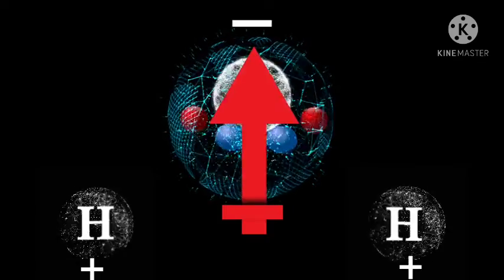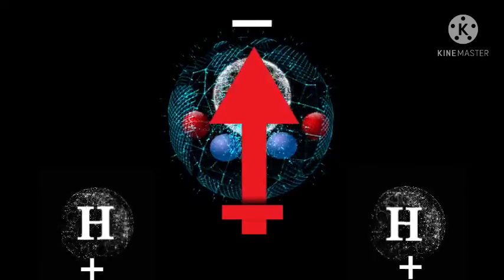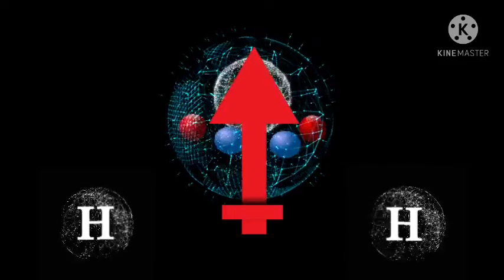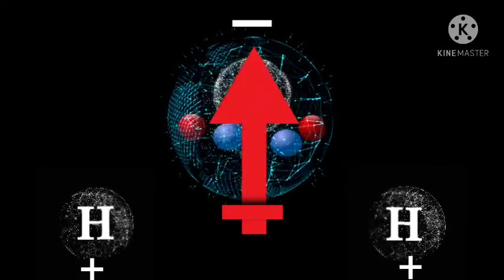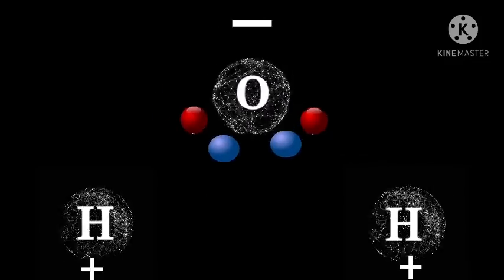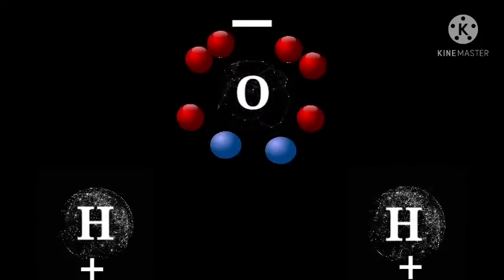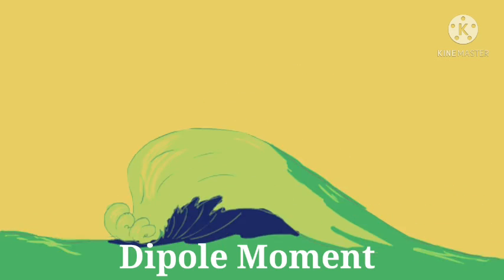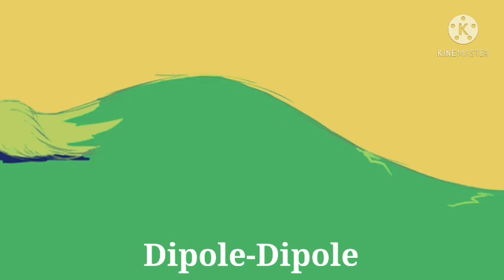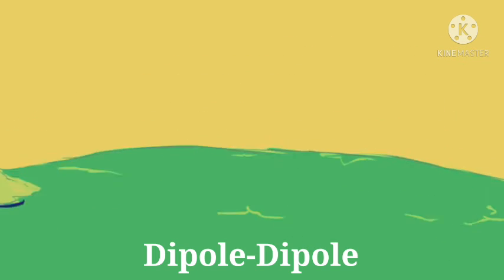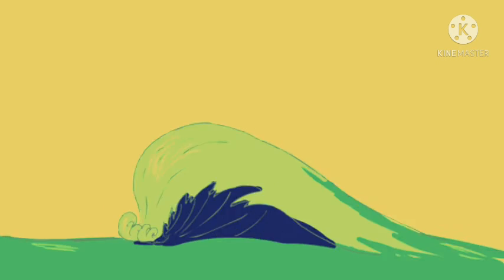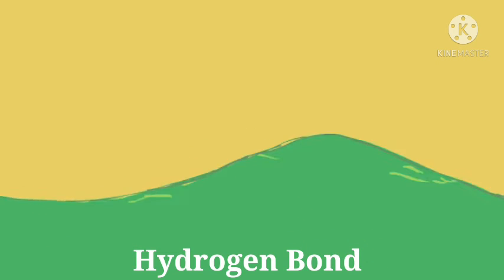So molecules that have an uneven distribution of charge and a net dipole moment are called polar molecules. On top of that, water has two sets of lone pairs on oxygen, making that area particularly negative. So water has a dipole moment. Therefore, it can create dipole-dipole interaction. Water has a special dipole-dipole interaction called hydrogen bond.